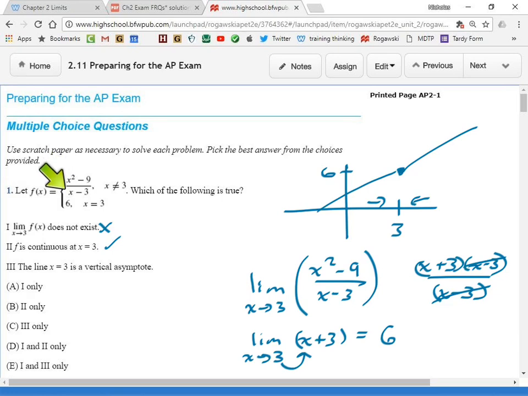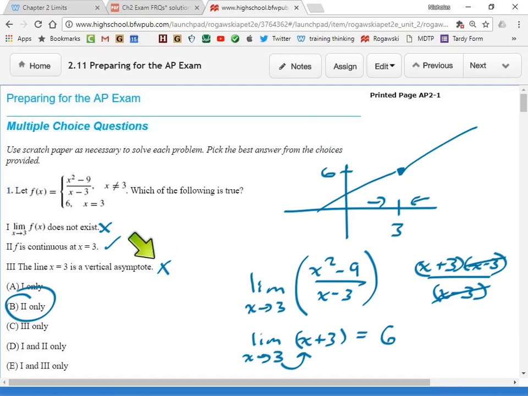But because we can factor and simplify, this function actually looks like a straight line with a hole right here. It still is undefined at x equals 3, but there's not an asymptote there. So the last one is not true. So the only thing that's true is number 2, so your answer would be B.